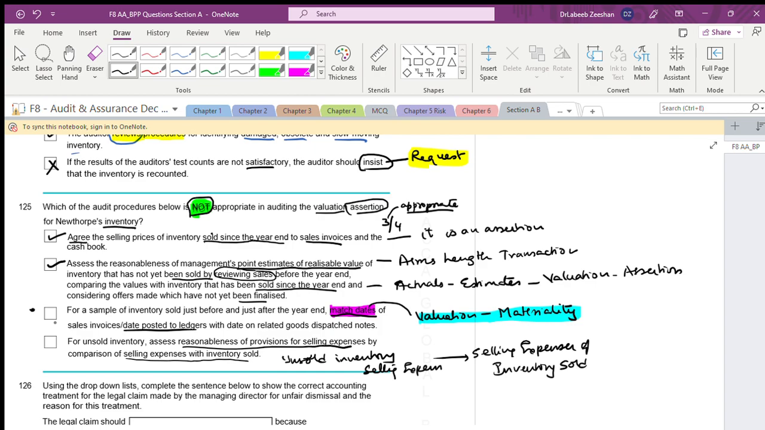The estimate should be the same with respect to unsold inventory and the inventory which has been sold. This is also an assertion, and which is not an assertion? This is not an assertion. The answer is C.